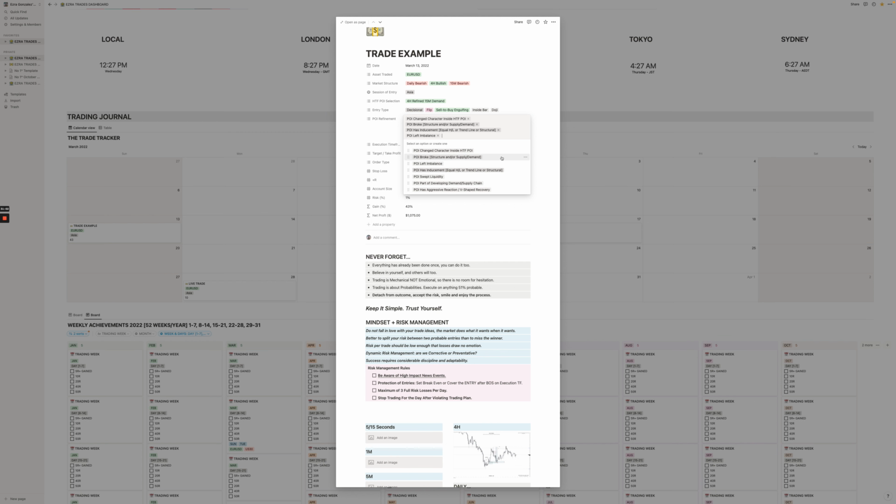The most important ones I've darkened a little bit, which I think are having inducement, which is pretty important, and that it breaks structure or supply and demand. Everything else is very important and also adds to it, but I think these two are probably some of the more important ones.